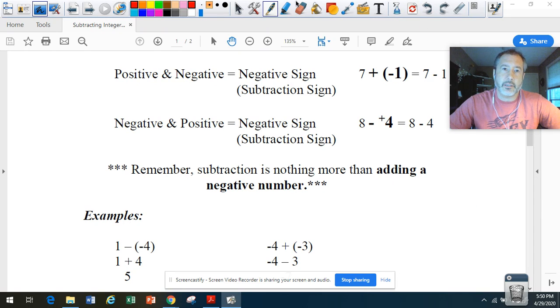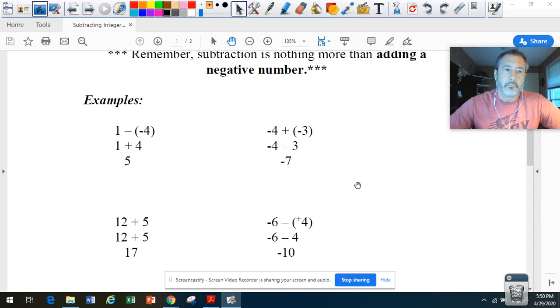Okay, so let's see what we have now down here. 1 minus negative 4. Now remember what I said. Two negatives together. Yes, remember, subtraction is a negative. Negative, negative 4. Connect these. There we go. It now looks like a plus. This means 1 plus 4. 1 plus 4 is 5. There's our answer.